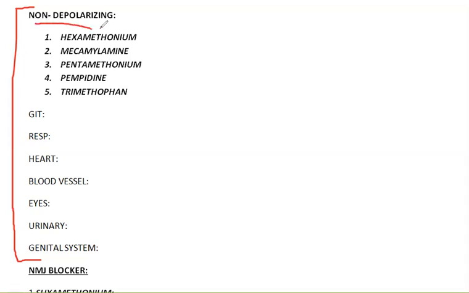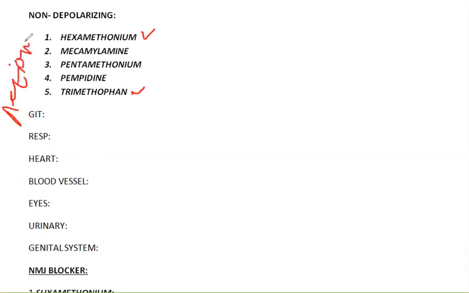So now these are the non-depolarizing drugs. They do not reach that threshold and then desensitize the receptors. This is not their process. The drugs are hexamethonium, mecamylamine, pentamethonium, pempidine, and trimethaphan. Hexamethonium is still used in clinical setups, and somewhere you will see trimethaphan, but the other ones are not too much used. Now the actions are important. Their actions are opposite to agonist.